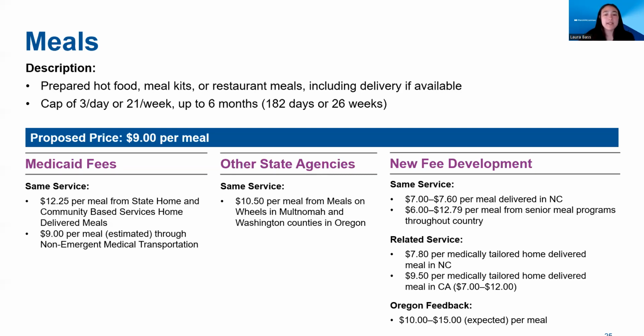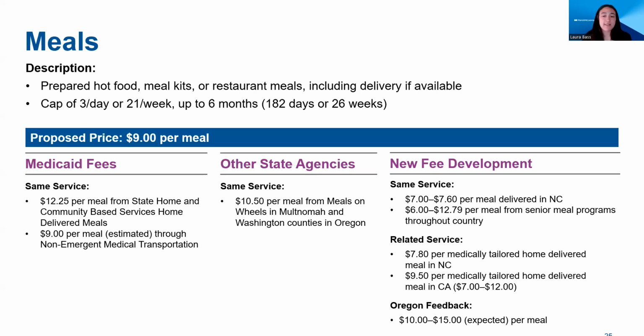We also considered the same $10.50 per meal that is paid for Meals on Wheels in Multnomah and Washington counties in Oregon. And then looking at other states, we noted the $7 to $7.60 per delivered meal in North Carolina, and $6 to $12.79 per meal for various senior meal programs throughout the country. We also kept in mind that the medically tailored meals service, which we'll speak to on a different slide, is very prescriptive. It involves that assessment. And so based on some feedback from entities in Oregon and the relativities between the services, we received anywhere from $10 to $15 per meal, and here we're actually setting it at $9 per meal as our proposed price right now.